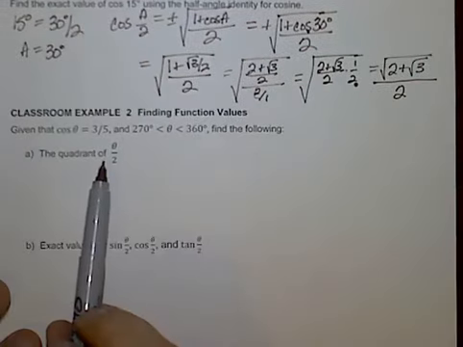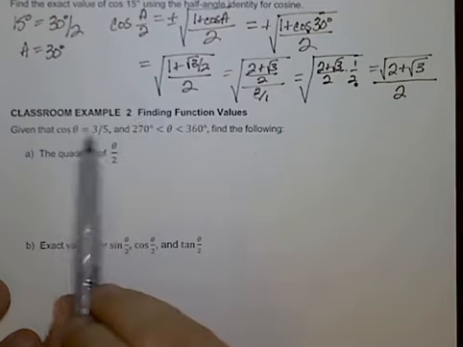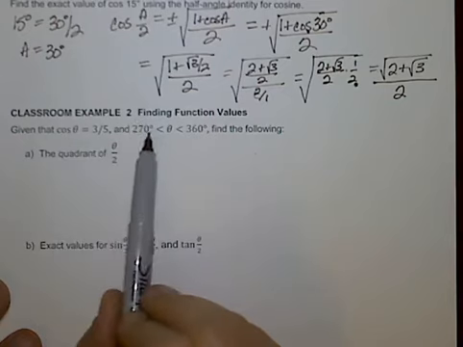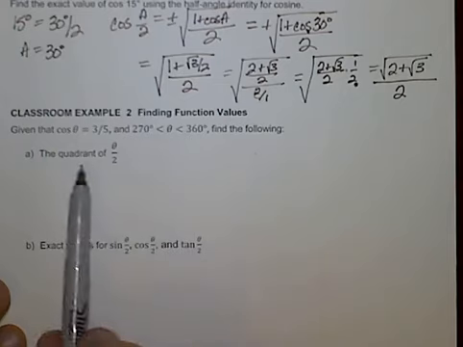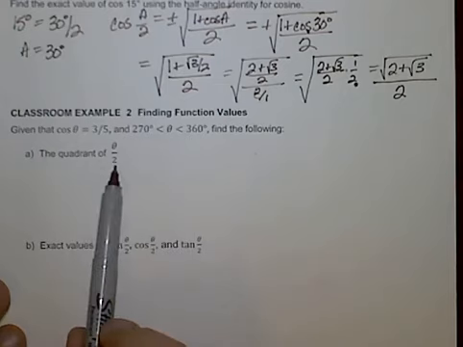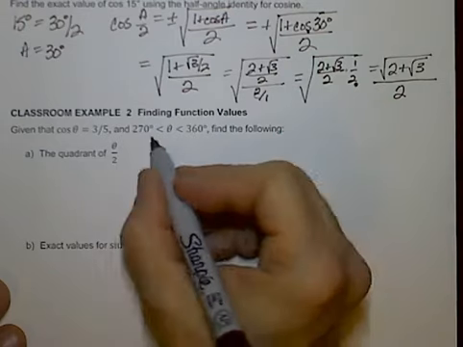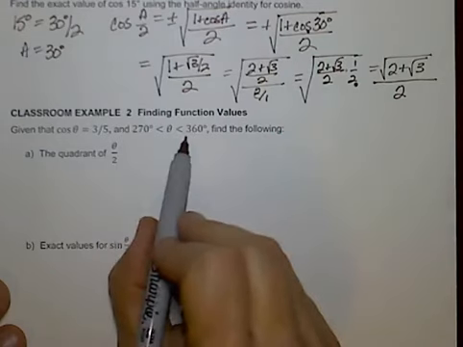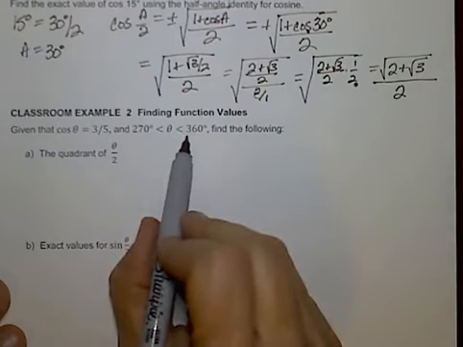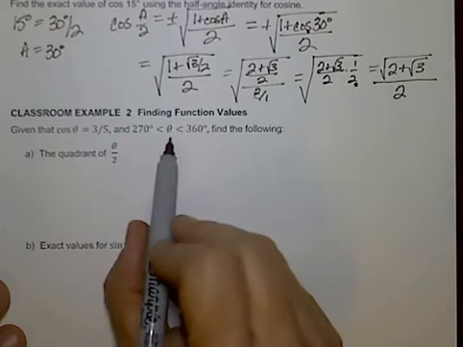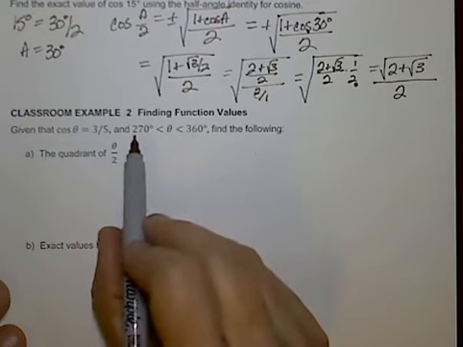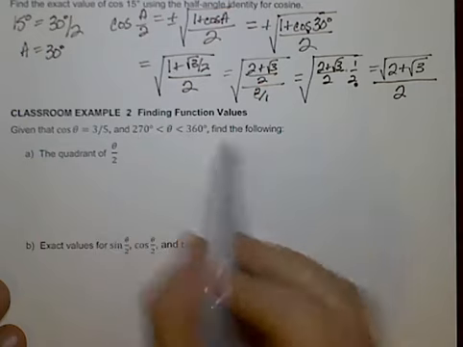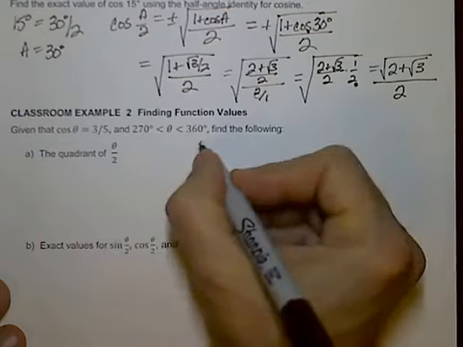Let's look at a different type of problem. This time we've got a value for our cosine. We know what quadrant our angle is in, and then we're going to start out by trying to find the quadrant of theta over 2. Now an easy way to do this, if you already have this written as an inequality, if we want to do theta over 2, we could take this inequality and divide by 2 here. That means we have to divide by 2 in the other two parts of the inequality also.